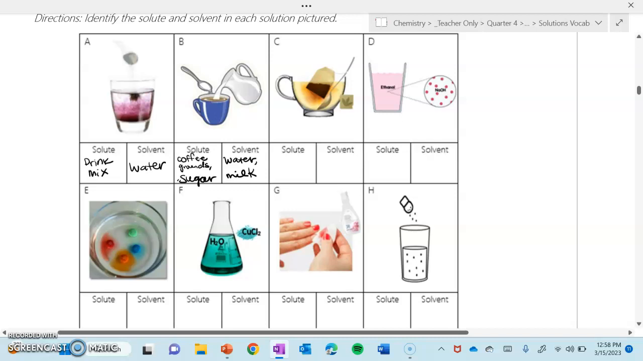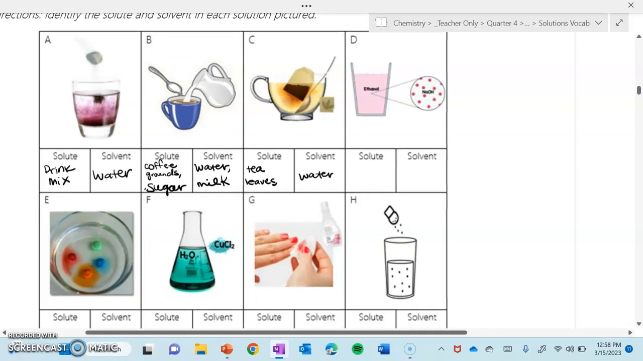Next, we have a cup of tea. And so our tea leaves are being dissolved. And our solvent is water. Typically that's what you would use for tea, is water. The next one has the liquid actually labeled, so if it's not labeled you can assume that it's water like we've been doing. So our solvent is this liquid ethanol, and then it has a zoomed in picture of all the tiny little dissolved particles, NaOH or sodium hydroxide. So there's our solute.